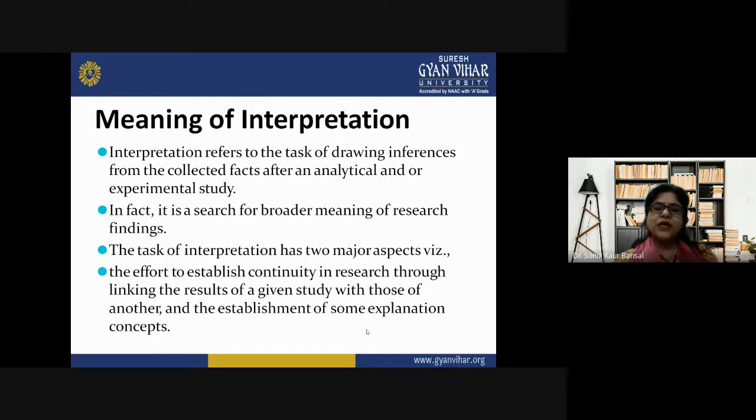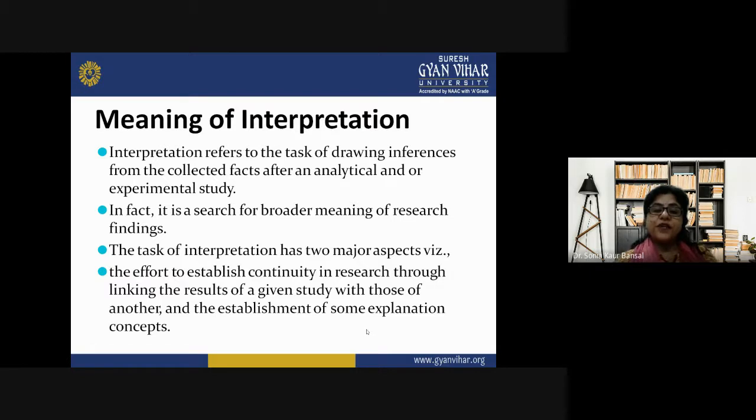Maybe you have done the research calculations with the help of a computer, and the computer is just giving you the numbers. But I told you, maybe you are interviewing someone or you are observing someone or something or a particular situation. Then it is your task, the researcher's task, to give the findings a proper meaning. So that is the importance of interpretation, meaning of interpretation.